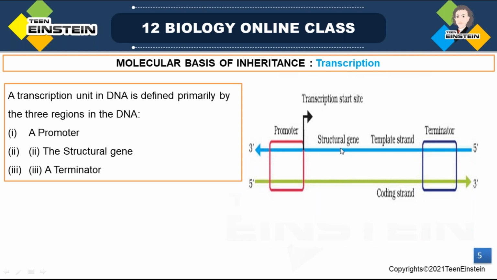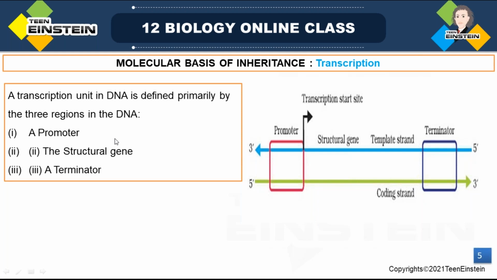And next is the structural gene. The structural gene includes the coding region, the region that codes for the RNA. Then next is the terminator. A terminator is a sequence of DNA which determines the termination, or where it should get stopped. The formation of this RNA, where it should get stopped, is decided by the terminator.